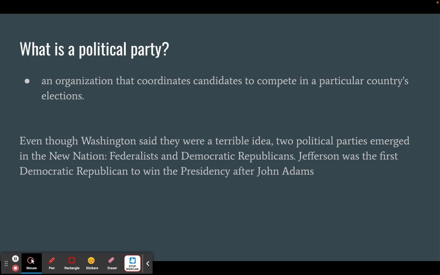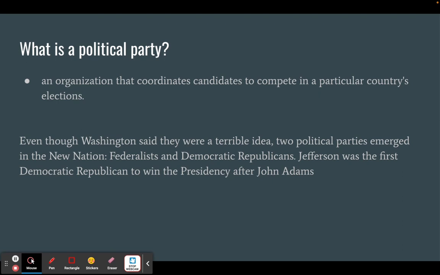If you remember from our last lesson, we looked at Washington's farewell address. In his farewell address, he said that political parties were a terrible idea, that all they would do was divide the country and divide the people. But even though he said that, we did not listen to Washington. So, two political parties quickly emerge in the new country. We'll call them the Federalists and Democratic Republicans. It's a little confusing because they sound very similar to our political parties today, but Democratic Republicans was one political party, Federalist was the other.